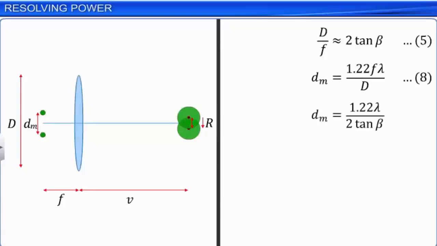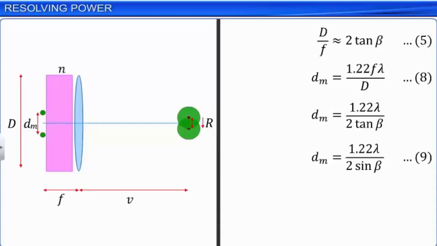For smaller angles of beta, tan beta is equal to sin beta approximately. Therefore, dm is equal to 1.22 lambda by 2 sin beta. Let this be equation 9. If the medium between the objects and the lens has a refractive index of n, then the expression for the minimum separation between the two objects dm is equal to 1.22 lambda by 2n sin beta. Let this be equation 10.